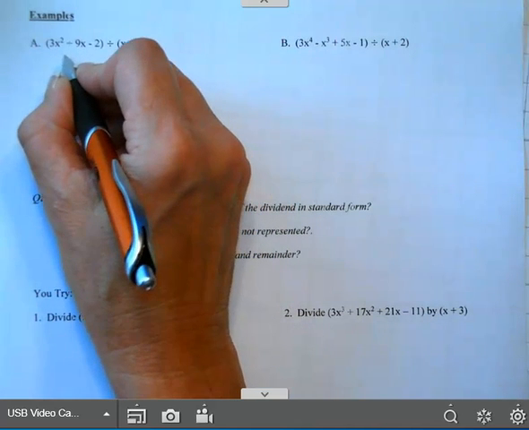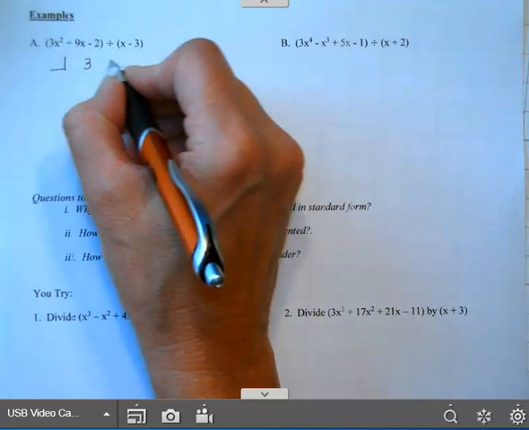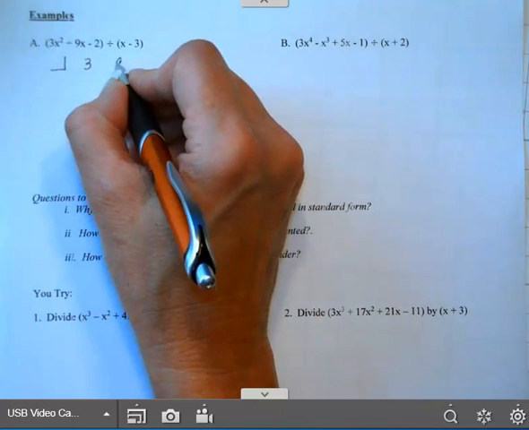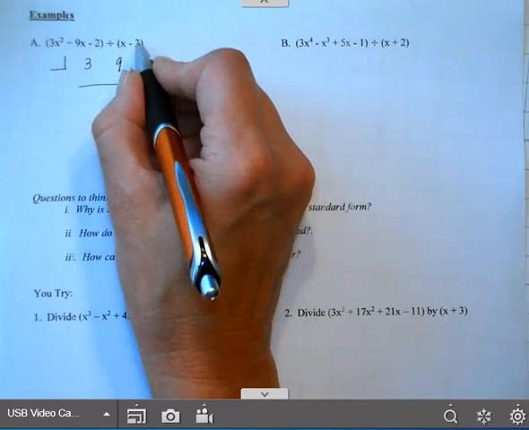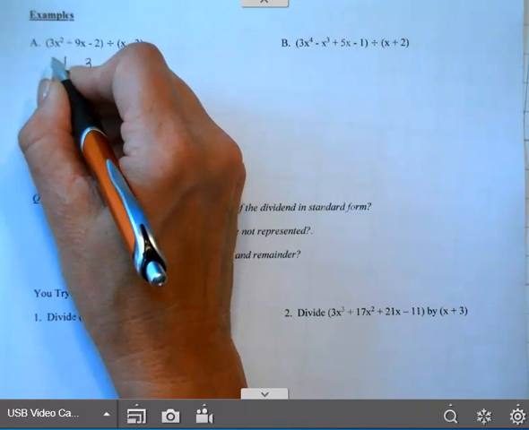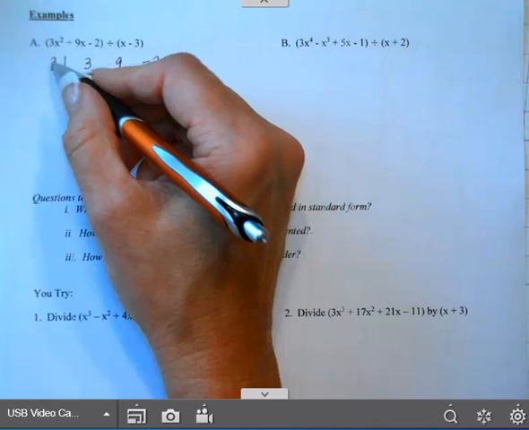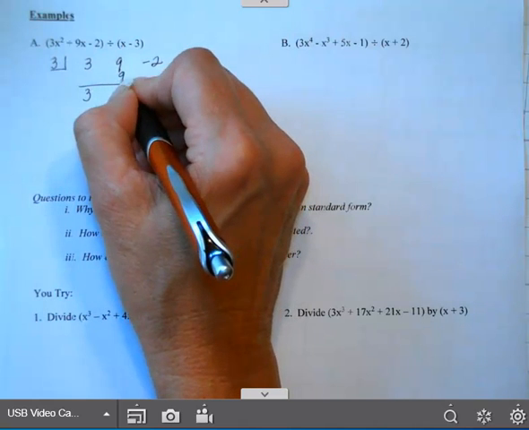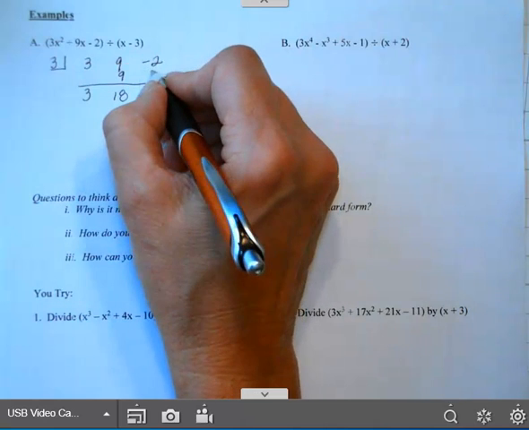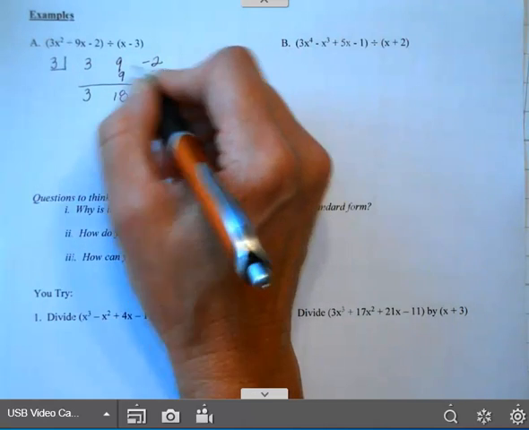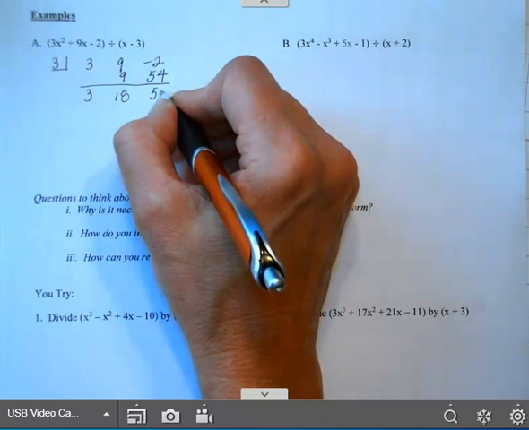I'm going to write my coefficients down. I don't need any placeholders. So 3, 9, negative 2. Draw my horizontal bar. What makes my divisor 0 is 3. Drop your first term. And then you multiply and add. Multiply. So 3 times 18 is 54. And then I add those, which gives me 52.